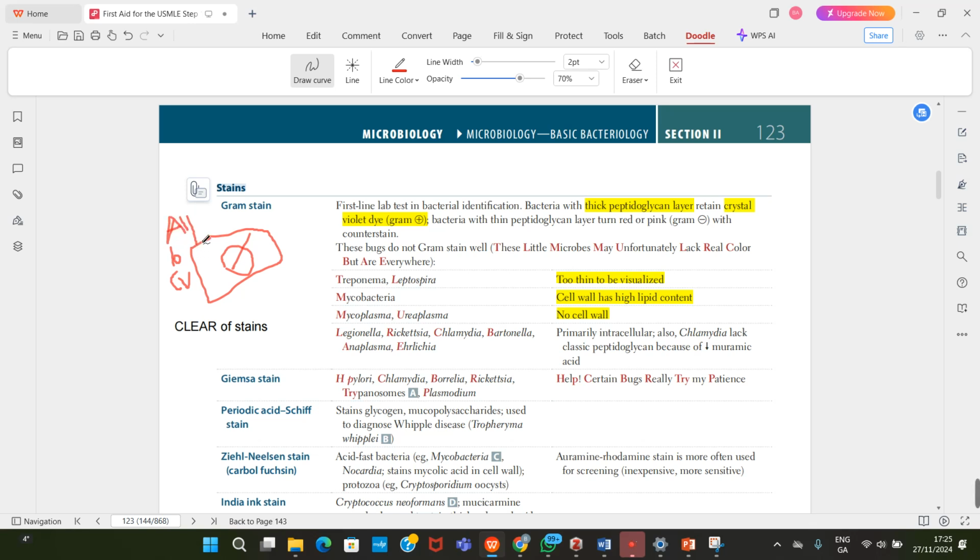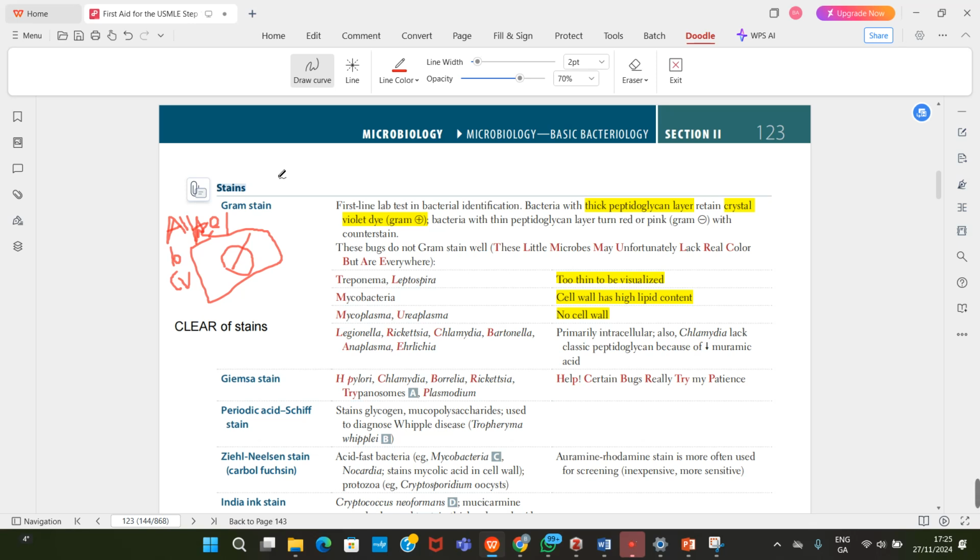Sometimes we can use acetone, but most of the time, alcohol is what is used by these people. I find it very difficult to write with this thing. So, alcohol or acetone can be the decolorizing agent.